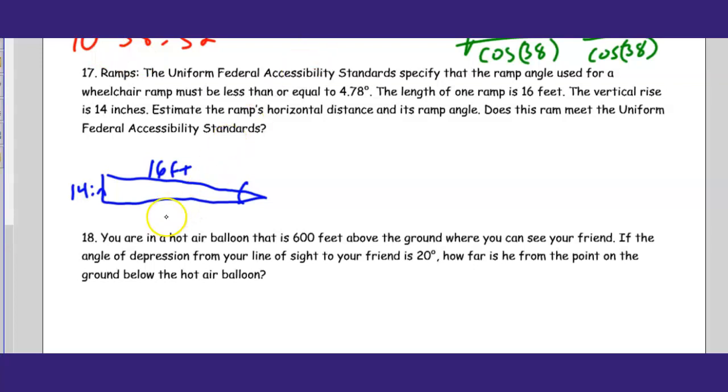So what I'm going to do first is find this length. Let's figure out how long this is. I'm going to use the Pythagorean Theorem.